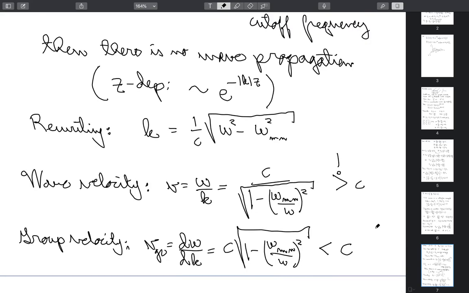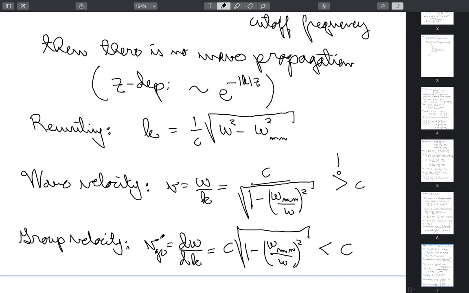Actually, I'll leave you with a little exercise. It's exercise 9.30 in the book that asks you to show that, for example, energy propagates inside the waveguide at the group velocity, not at the wave velocity, but at the group velocity. Okay, so you can have a look at that.